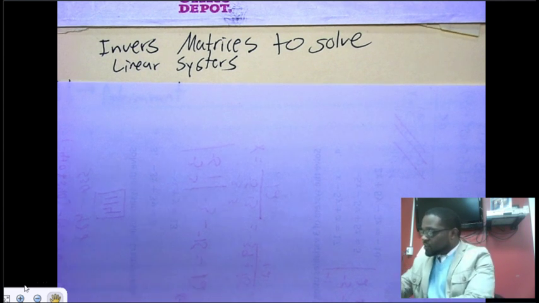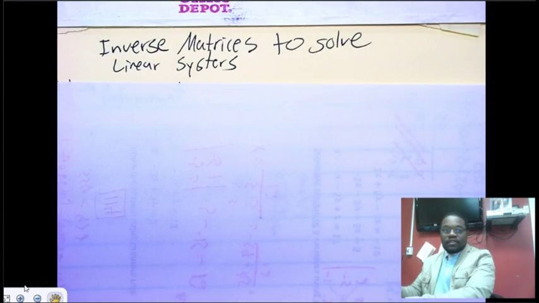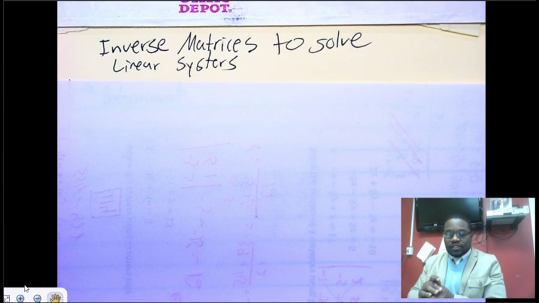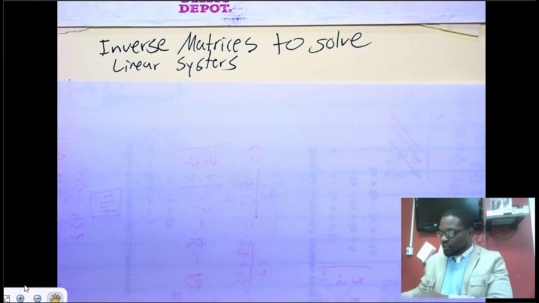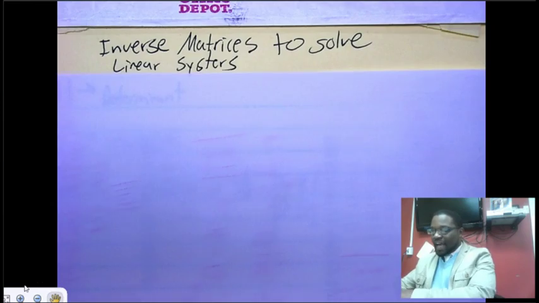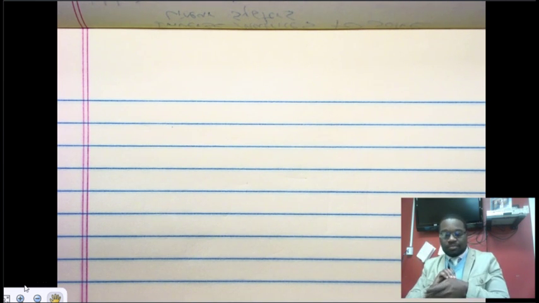Inverse, and I didn't spell that right. Inverse matrices to solve linear systems. I want to show you the idea behind today. Math is always based on some other math, and it's so true. That's why it's so important every time I give you a lesson that you learn it, or even the previous year, because everything in math is really based on something you did previously. It's like blocks on top of itself.